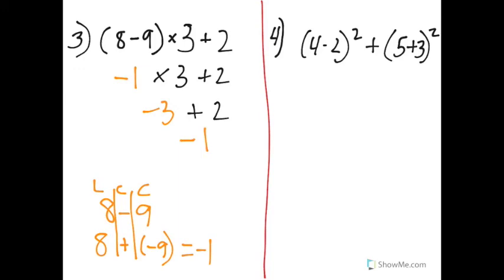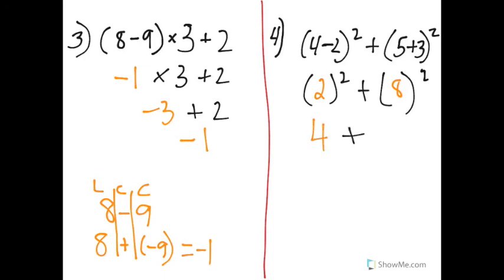Okay, looking on to number 4, we have the quantity 4 minus 2 squared plus the quantity 5 plus 3 squared. So we have to do what's inside the parentheses first. 4 minus 2 is 2. 5 plus 3 is 8. Squared. Okay, so now we'll do 2 squared, which is 4, plus 8 squared, which is 64, which means the solution to this problem is 68.